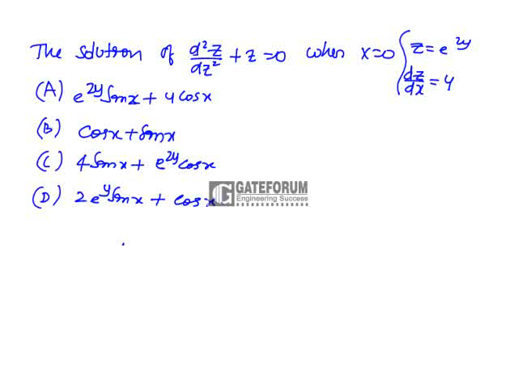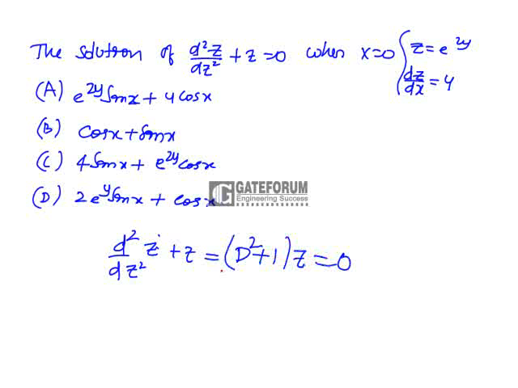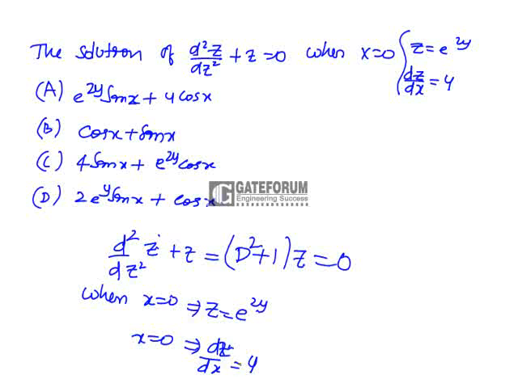Okay, I can write this one as d square by dz square into z plus z is equal to d square plus 1 into z is equal to 0. Okay, he has given two conditions here. When x is equal to 0, z is equal to e power 2y. Similarly, when x is equal to 0, dz by dx is equal to 4.